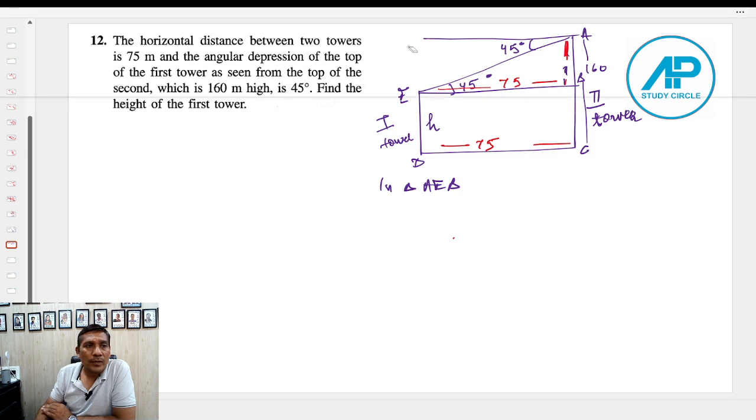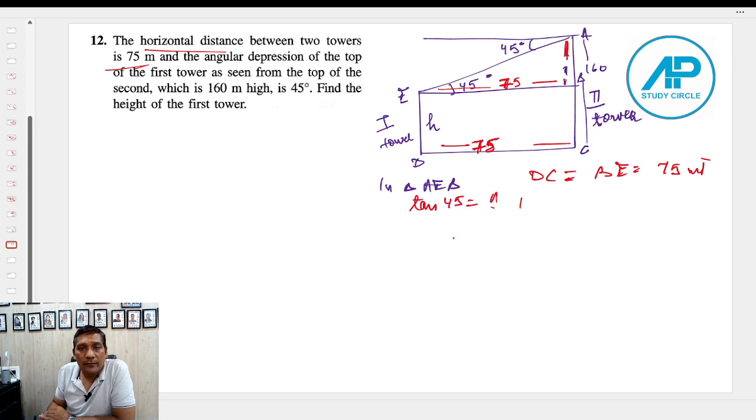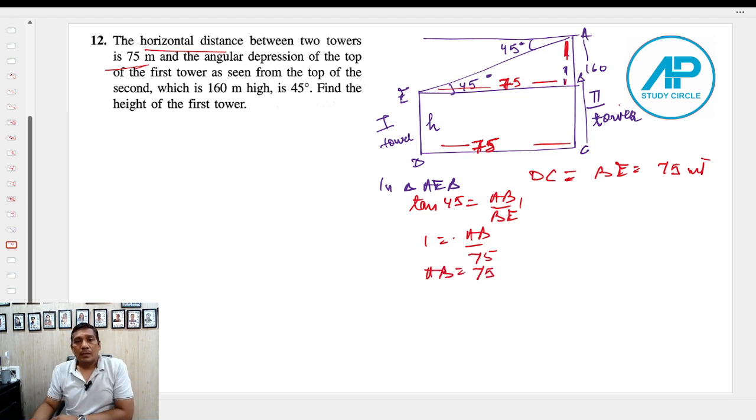I might not be very careful with this, so that's why I suggest that we should be very careful about this. The distance between the towers horizontally is given to us as 75, this 75, this 75, right? Now what you should do in this is to first write down DC equals BE equals 75 meters, and then write in triangle AEB, tan 45 equals AB upon BE. So 1 equals AB upon 75. So this AB, this much distance is 75.